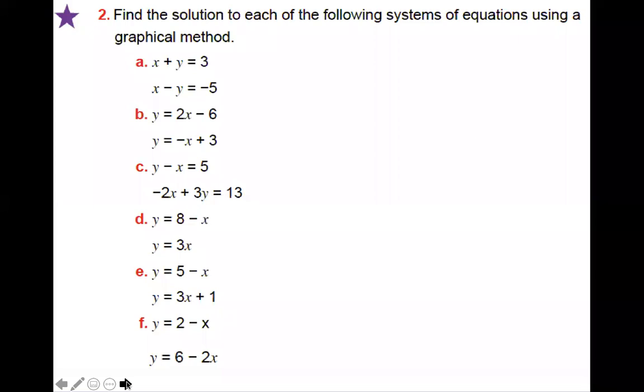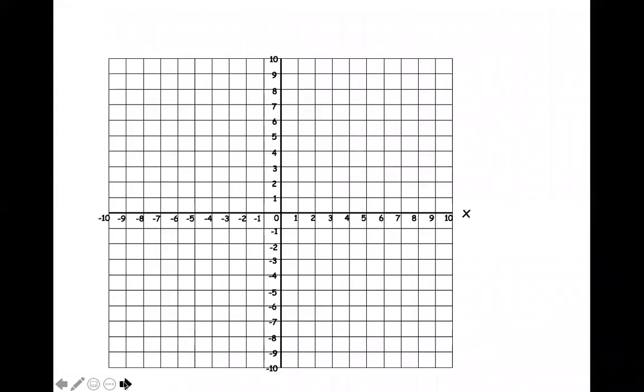So as a quick exercise, what we could do, we can pick one of them and we'll do it together, and then that means you can do the other ones. So let's pick E, right? So I've got two lines, y equal 5 minus x and y equal 3x plus 1. So let me draw this. So first of all, x and y coordinate axes.